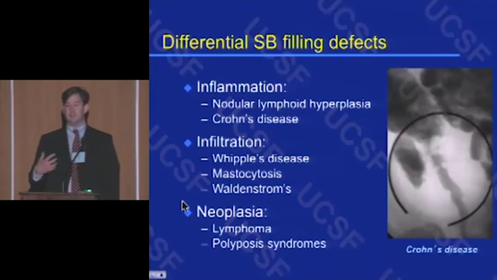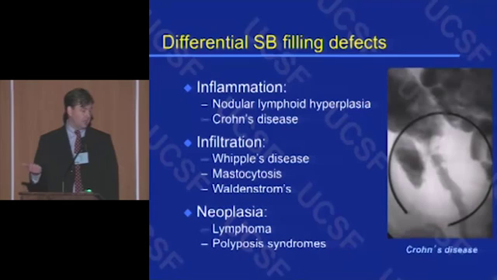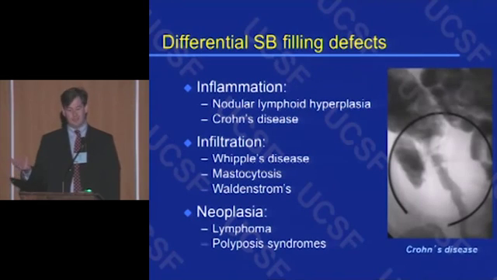So what's your differential for small bowel filling defects? I usually categorize into three things: inflammation, infiltration, and neoplasm. So inflammation, we talked about nodular lymphoid hyperplasia, but you can see it from Crohn's disease, but those are usually larger, more irregular. Infiltration, you can think about Whipple's disease, mastocytosis, Waldenstrom's, and lastly, neoplasm. Again, you have to worry about lymphoma or polyposis syndrome.